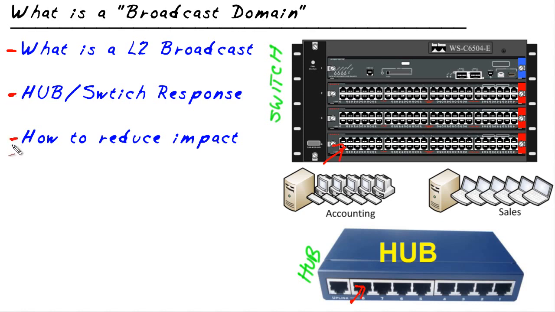And then finally, how do we reduce the impact? We don't want to send a broadcast to everybody. The answer is you create smaller broadcast domains. The name for those broadcast domains is VLANs. So this could be VLAN 3. This could be VLAN 2. I'll note that here as well. And that's how you can lessen the impact.